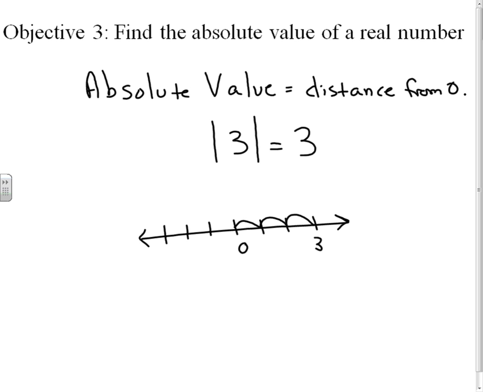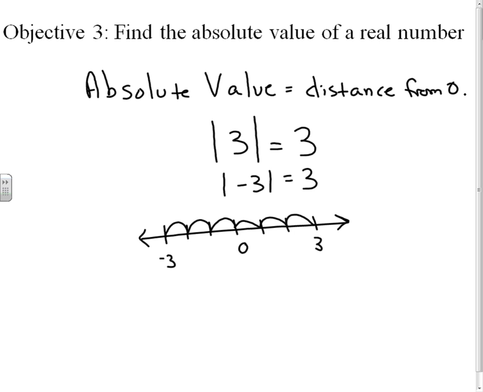Now, the absolute value of negative 3 also equals, let's see. Negative 3 would be here. It doesn't matter if we count left or right, but it is 3 units away from 0. Therefore, the absolute value of negative 3 is equal to 3.